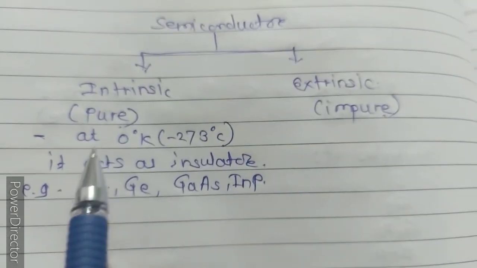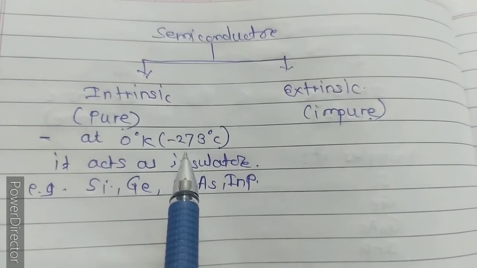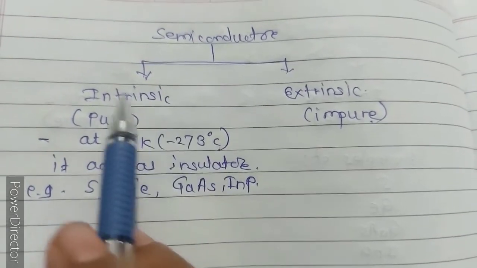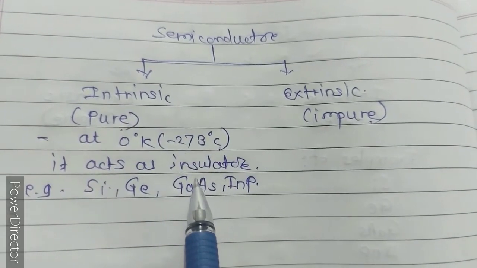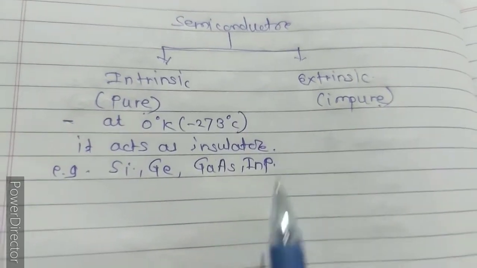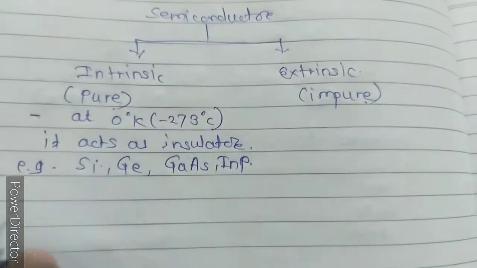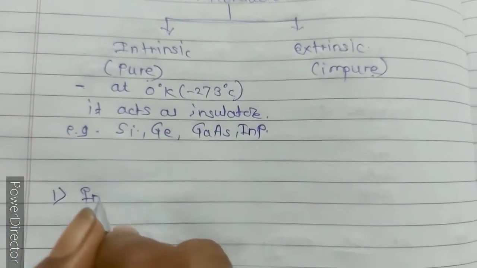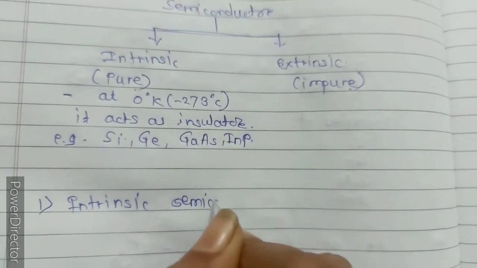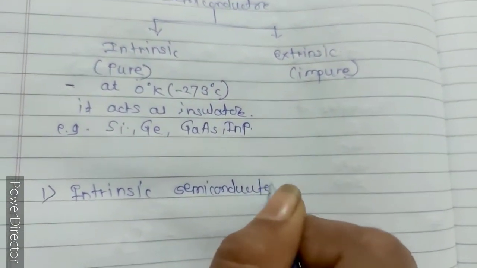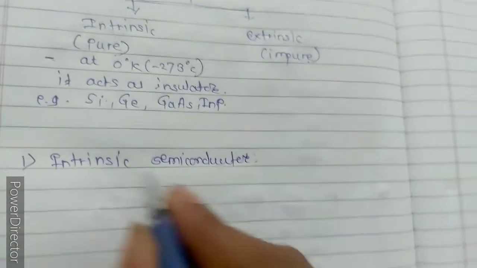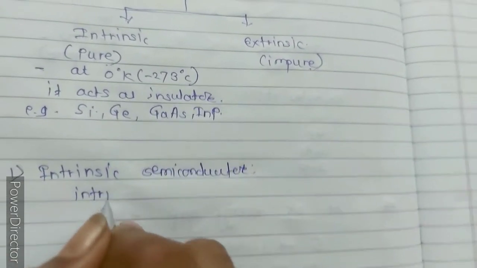Here we have written that at 0 Kelvin, or 0 Kelvin means minus 273 degrees Celsius, the intrinsic semiconductor acts as an insulator. It means at 0 Kelvin it does not allow current to flow through it. So we will see the first part, that is the intrinsic semiconductor.